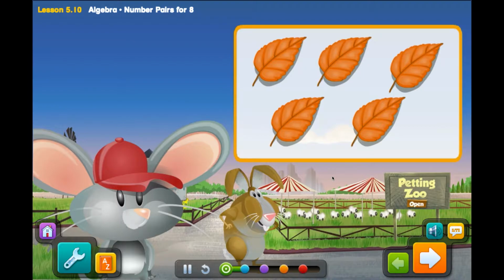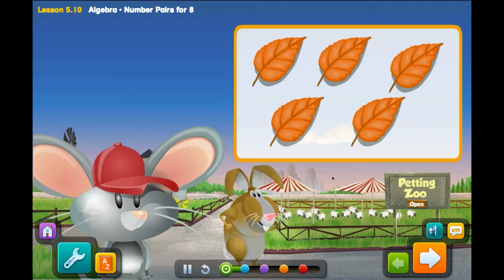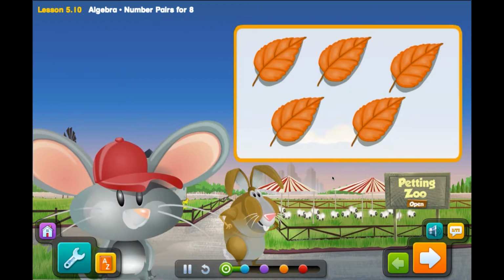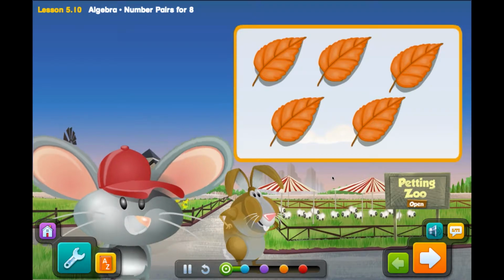Rafferty says she found 8 leaves. They're so pretty. She kept these 5 orange leaves and the rest were green. Wait a minute. How can we figure out how many were green? Let's learn more about number pairs for 8 so we can find out.